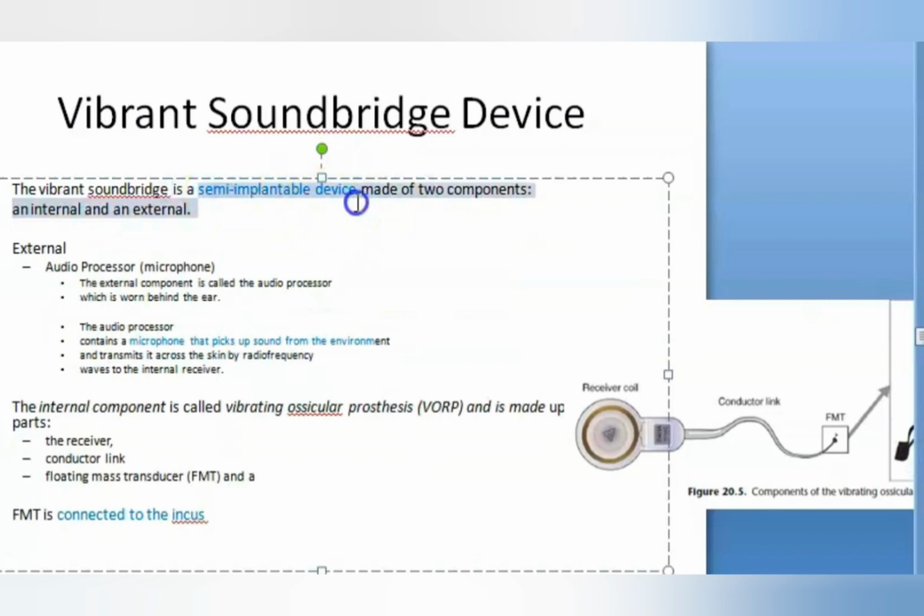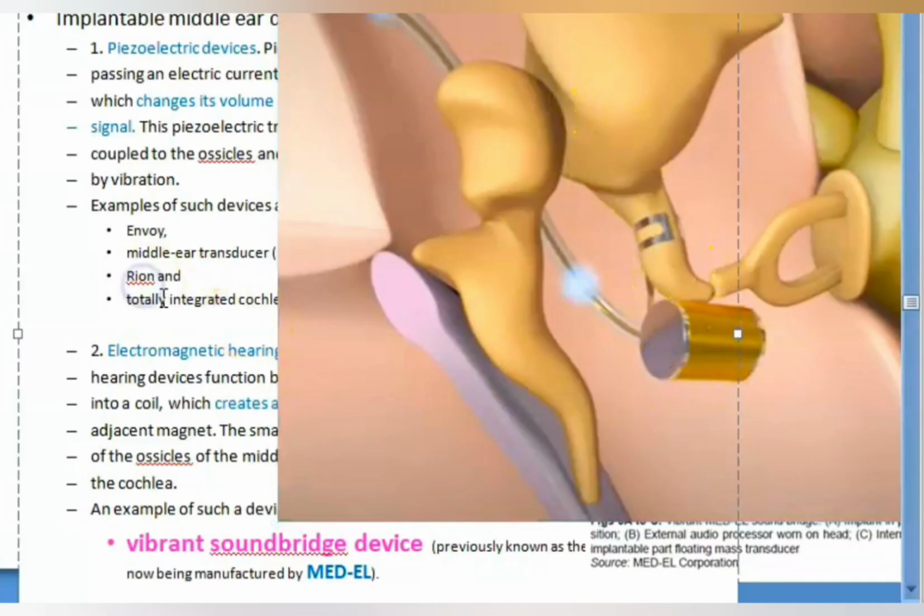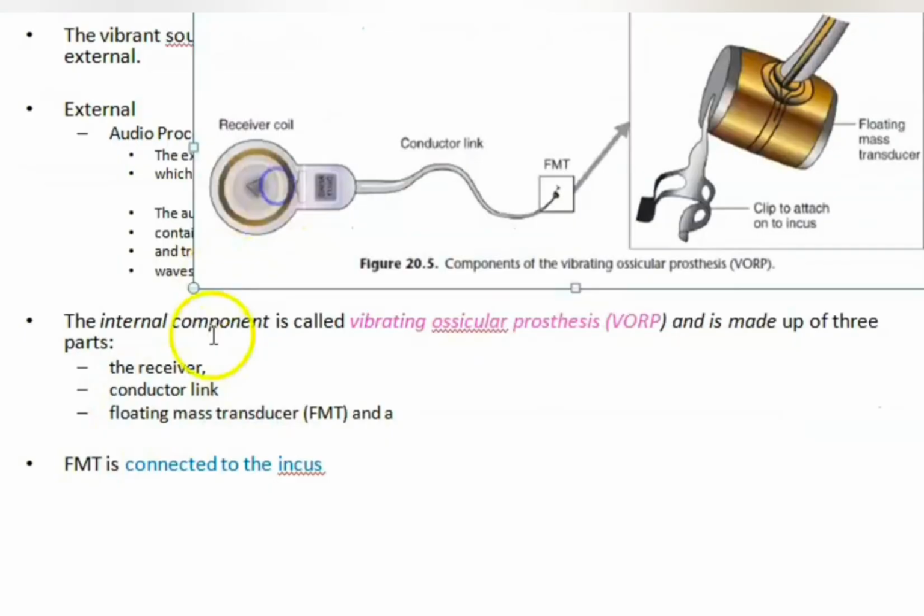In the Vibrant Soundbridge, it uses an electromagnetic device that basically vibrates the incus. For example, this device is clipped to the incus, and you bypass all the air canal and the eardrum, and then you can directly vibrate the incus and the stapes. So it is a very good device for unilateral deafness. Of course, this needs surgical intervention.